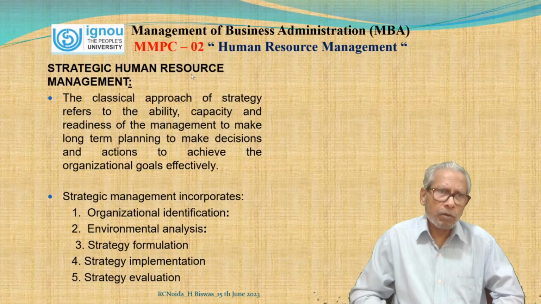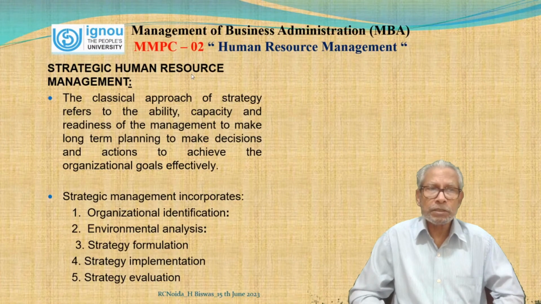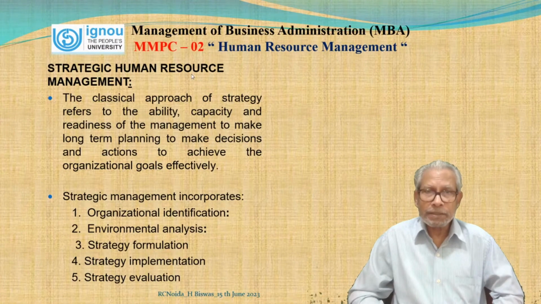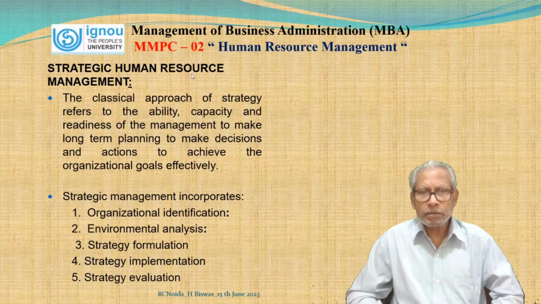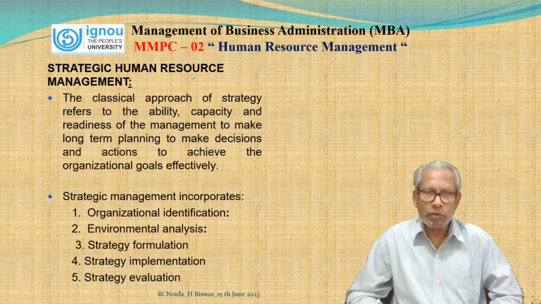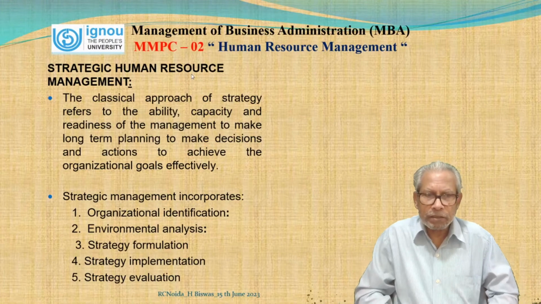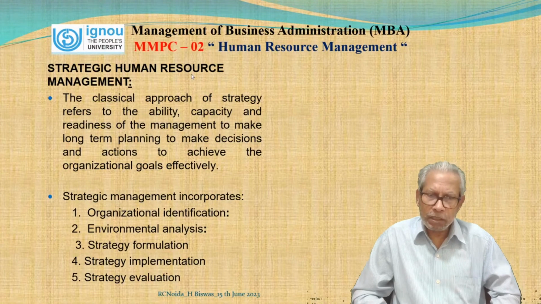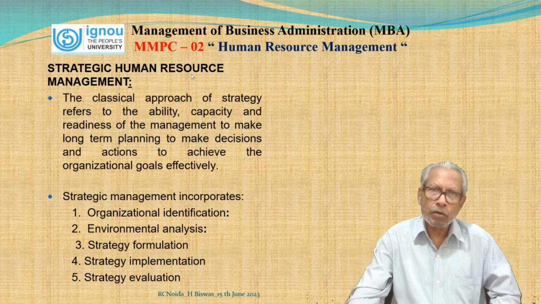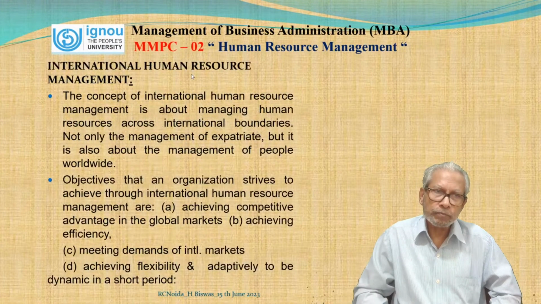Now, the classical approach of strategy refers to the ability, capacity, and readiness of the management to do long-term planning and to make the decisions and actions to achieve the organizational goals effectively. So this is the classical approach to see how much capacity you have. Strategic management incorporates organizational identification, environmental analysis, strategy formulation, and strategy implementation. These are all part of strategic management.